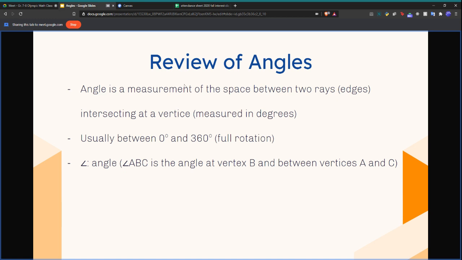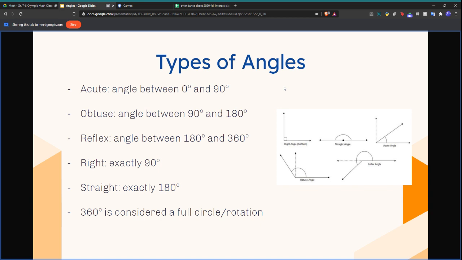Any questions about this before we move on? No questions. Right. Let's go on to some types of angles.